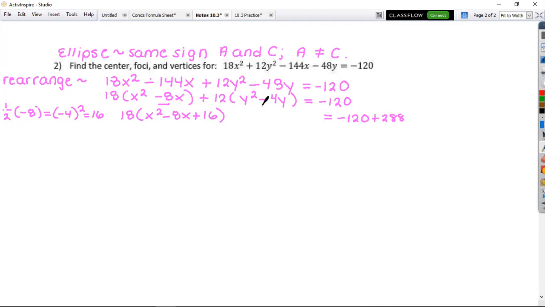So I'm going to look at the -4. So I'm going to go half of -4, which is equal to -2. And -2 squared is equal to 4. And again, both sides. So I'm going to have plus 12, and then a y squared minus 4y plus 4 hop over to the other side, plus 48.